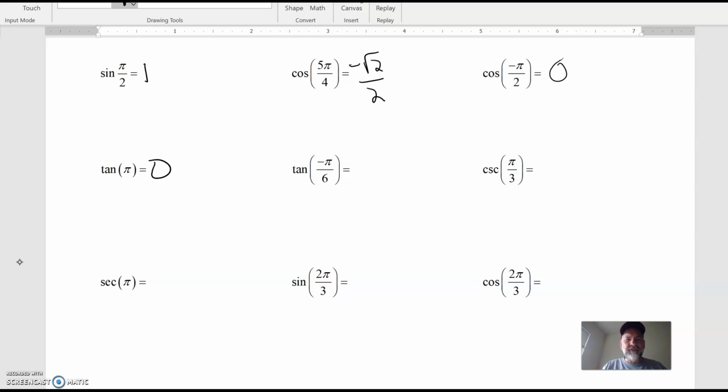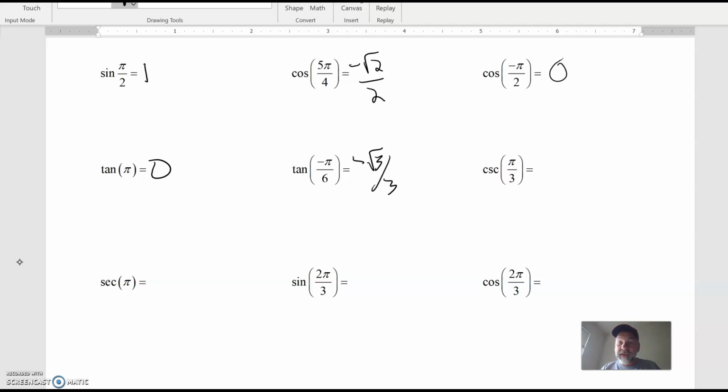Tangent, negative pi over 6. Ooh, okay, so I'm kind of down like this, so I'm down in this quadrant, so I know my answer is negative, because tangent's negative for lines going down, and the slope's down. That's pretty flat. That's the small one. That's root 3 over 3. If it was steep, that's the big one. That's root 3, because of the whole smaller slope, bigger slope thing.